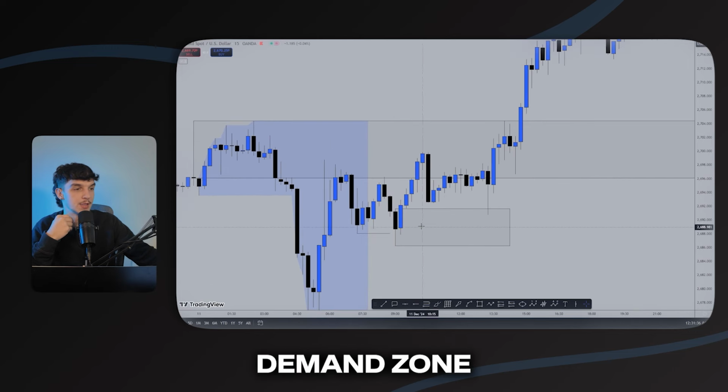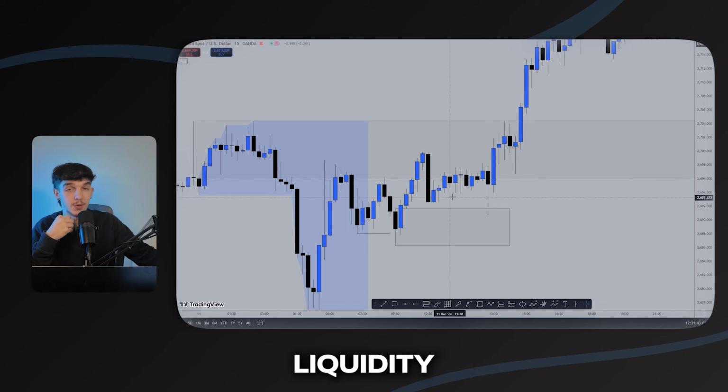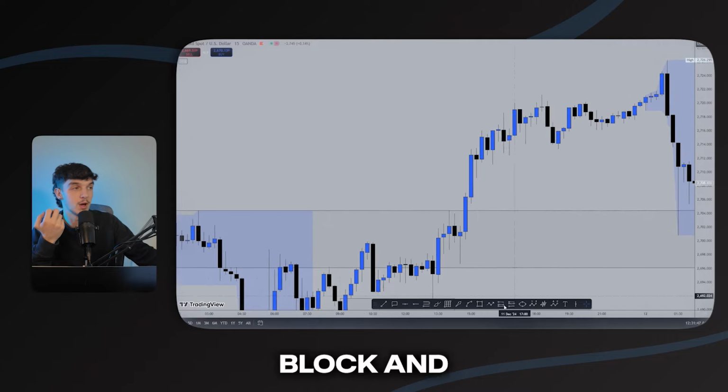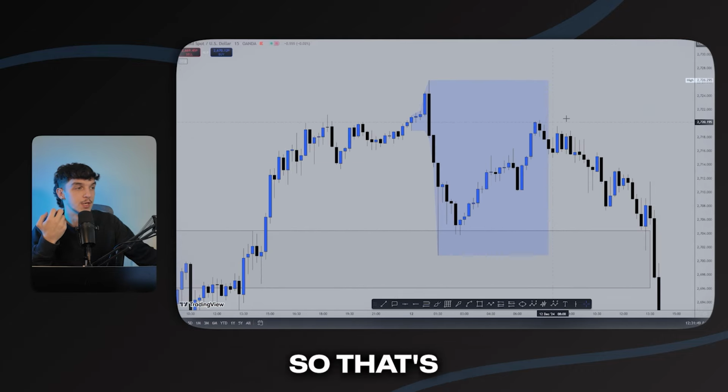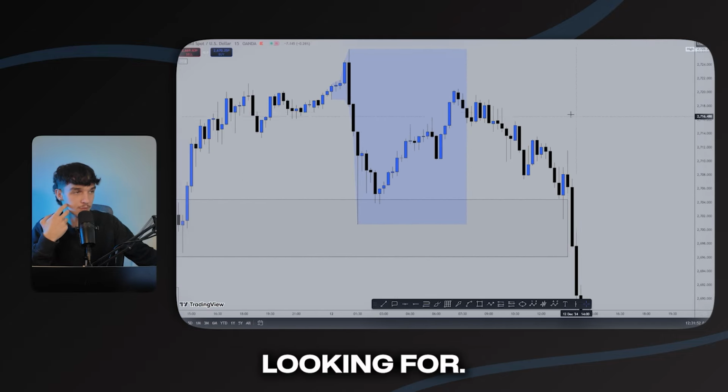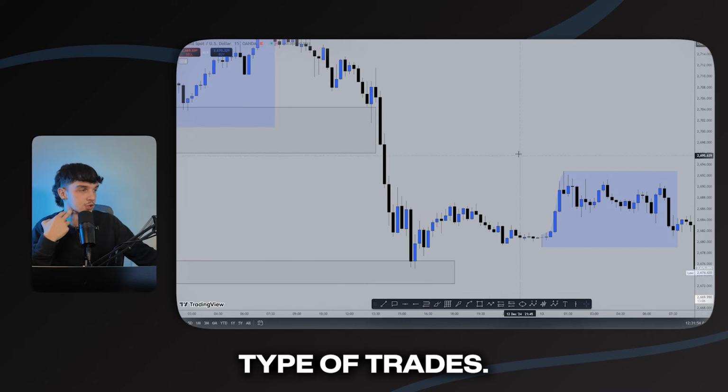So we have a nice demand zone by here. Markets ran up, chop, chop, chop. It's then swung all this liquidity that was generated here, potentially short. And then we've gone for an order block and then bang, it's absolutely ran from there. So that's ideally what you want to be looking for. Best of luck. Those are the type of trades.